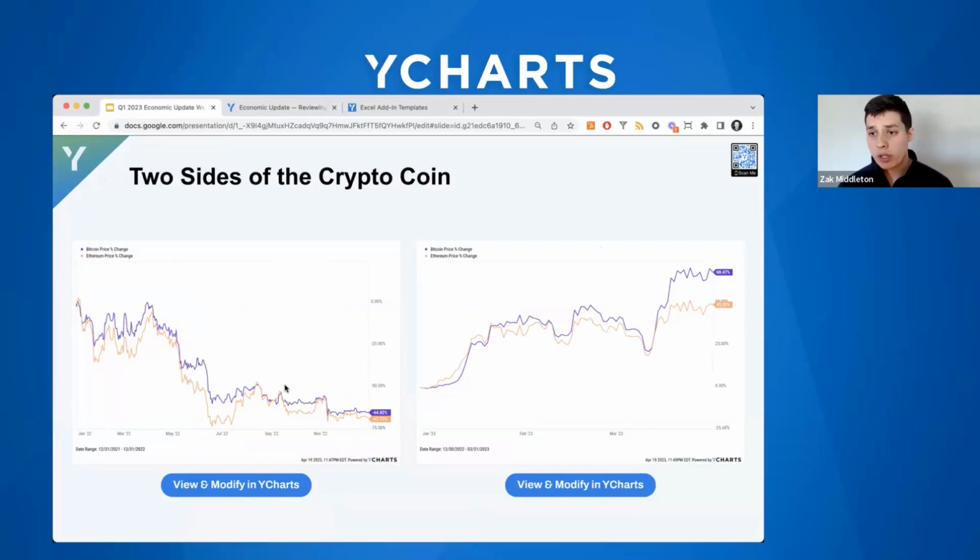But in Q1 of 2023, we saw a pretty strong rebound with Bitcoin rocketing up about 68.5%, with Ethereum surging up nearly 50% from where it stood at the start of the year. So a bit of a comeback on the cryptocurrency side of the world.